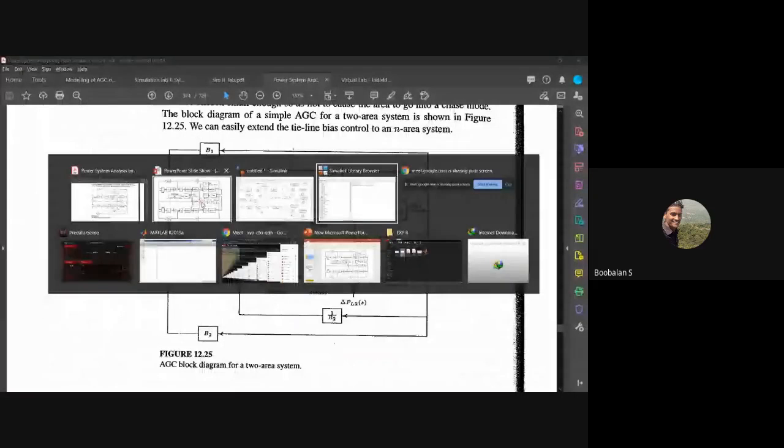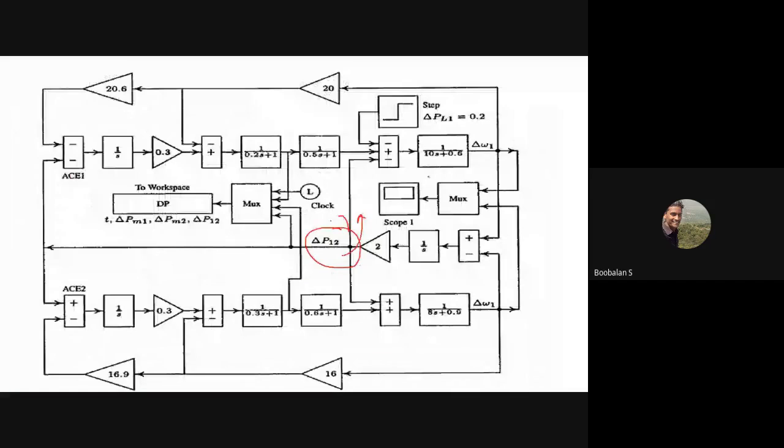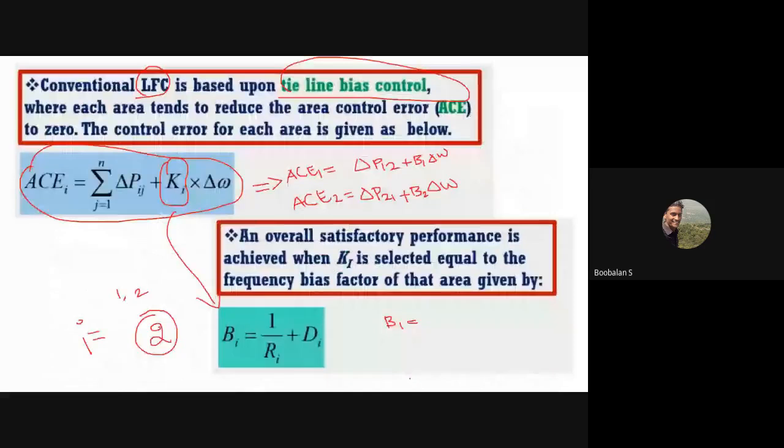Now, B1 is equal to 1 by R1 plus D1. The same way B2 is equal to the corresponding expression. Do the remaining people know why we do this? Why are we doing this kind of area control error? Got an idea now why we are introducing it like this, right? Yes, sir, in real time they are doing this.